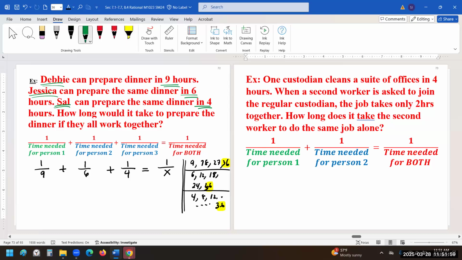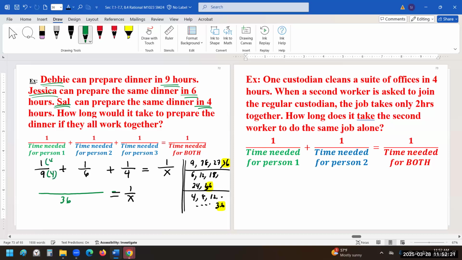So we want to have 36 under all denominators. And we keep our 1 over x because there is only one x and it's already single on one side. So don't bring everything to one side. We need to multiply 9 by what to get 36?